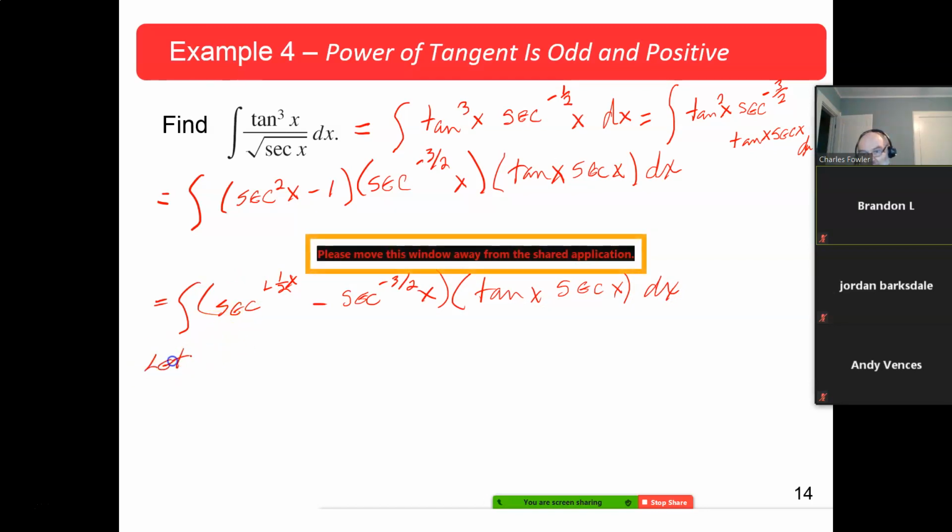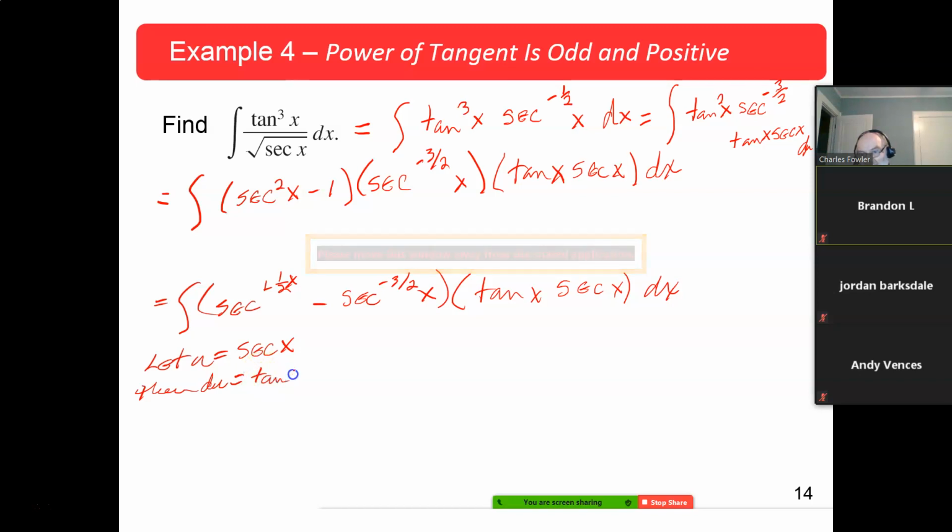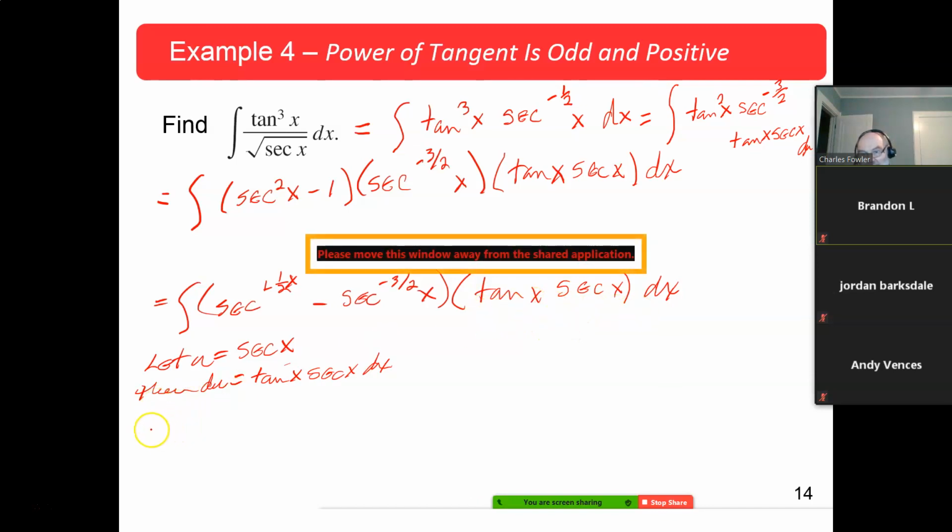Let u equal secant x. Then du is equal to, what's the derivative of secant? Secant x tangent x. So I'm going to write it as tangent x secant x dx. And now you see this is your du here. So what do we have?